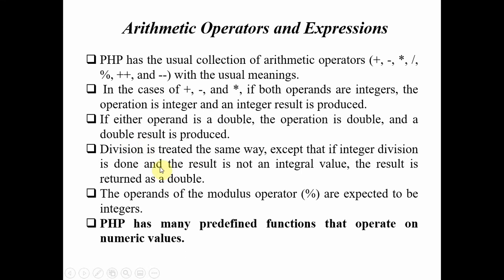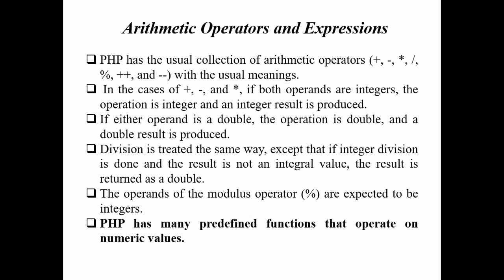And similarly, what is happening in division? Division is treated the same way, except that if integer division is done and the result is not an integer value, the result is returned as a double. So if the division is exact, that means no remainder is generated, then of course the output is an integer value. But whenever a remainder is generated after division, the result is automatically converted to a double value. That is the difference. And all the time the operands of the modulus operator are expected to be integers.